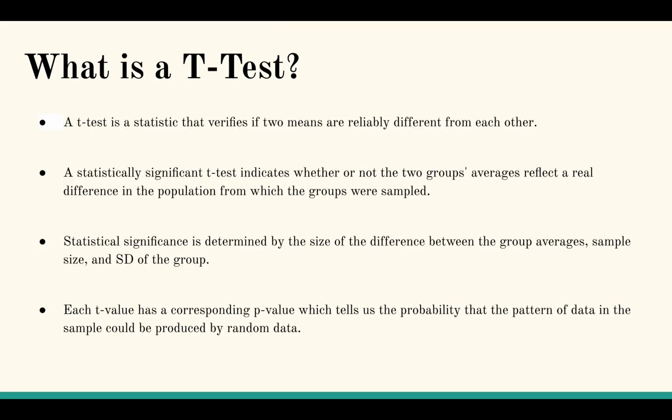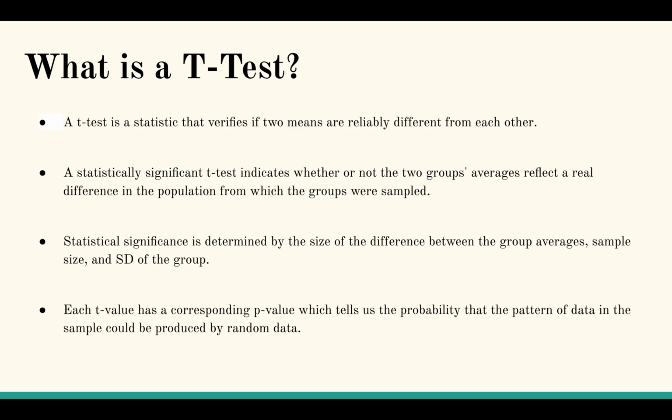What is a t-test? A t-test is a statistic that verifies if two means are reliably different from each other. A statistically significant t-test indicates whether or not two groups' averages reflect a real difference in the population from which the groups were sampled. Statistical significance is determined by the size of the difference between the two groups' averages, sample size, and standard deviation of the group.